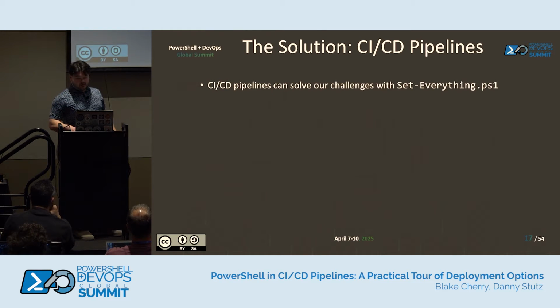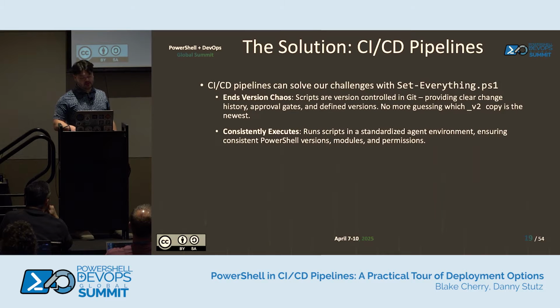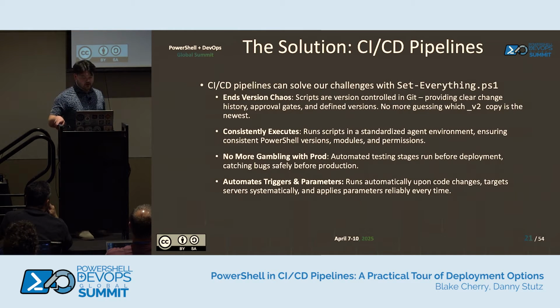So CI/CD pipelines can solve a lot of the challenges that we saw in our example with set everything.ps1, right? We can end version chaos, where there's various versions of the script out there in the wild. Maybe your teammates shared it with you on Teams and you guys are editing it in Teams and suddenly you have 12 versions, right? It ends that kind of cycle of version control chaos. I'll skip through a couple of these, but it consistently executes like we talked about, right? That's one of the fundamental concepts: it consistently executes what you're trying to do for your deployment.